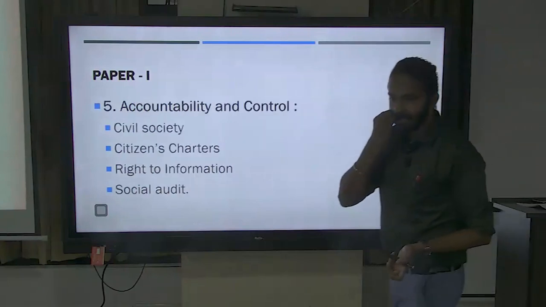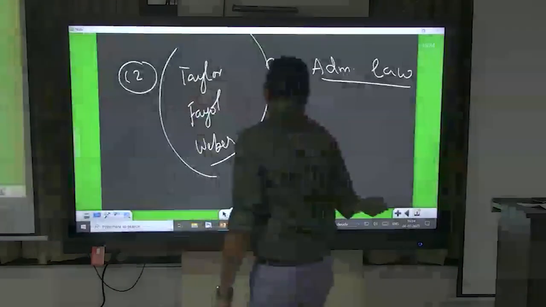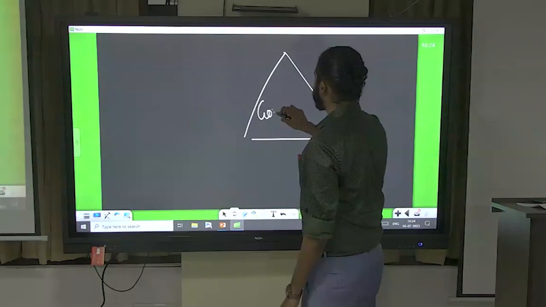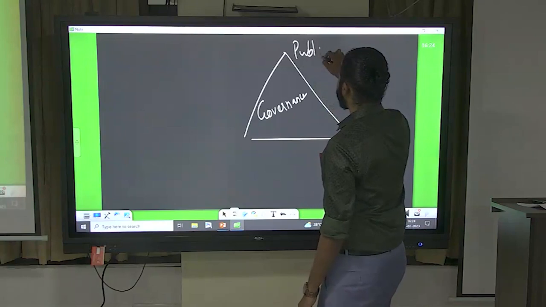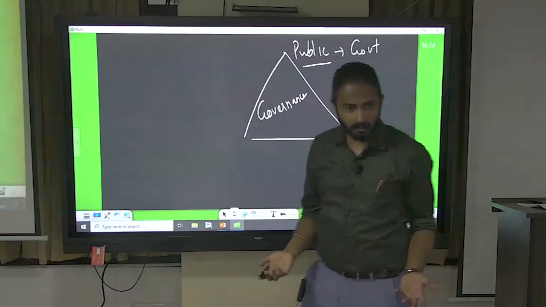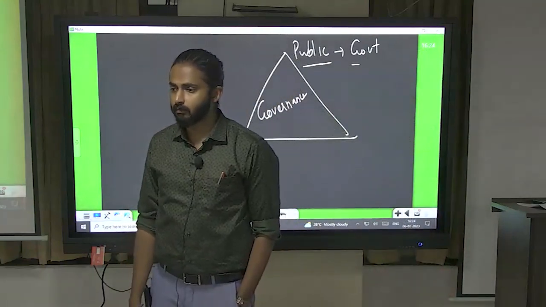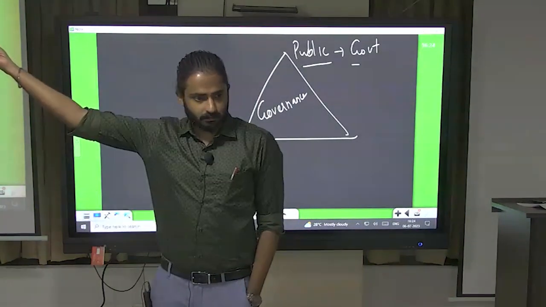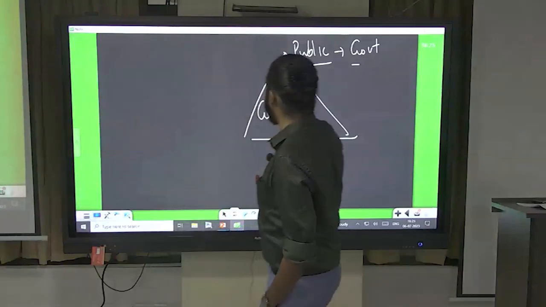Then civil society. What is civil society? Again, this pressure group is also part of civil society. We'll again discuss governance. The concept of governance has three pillars. One is public. Public ultimately means government. How are our thoughts represented? Who represents our thoughts? Our elected representatives, the legislature. No, we cannot go and tell things directly. So our thoughts are represented by the government.